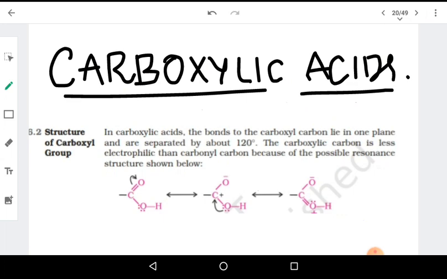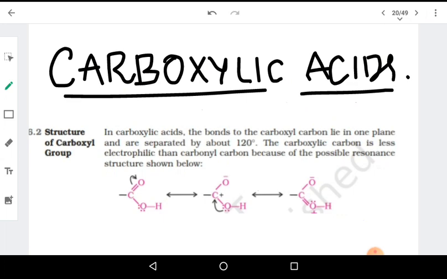Let us now talk about carboxylic acids. Now, when we talk about carboxylic acids, again we can say that there is a carbon double bond oxygen and also we have a carbon single bond oxygen. Both are present over here. And what is the bond angle? The bond angle between them is 120 degree. Again, it is the same, 120 degree. So that is an easy topic.